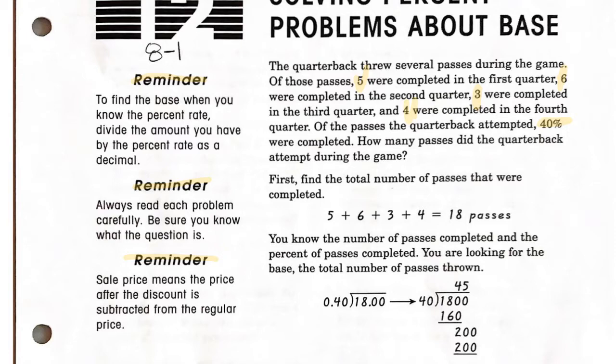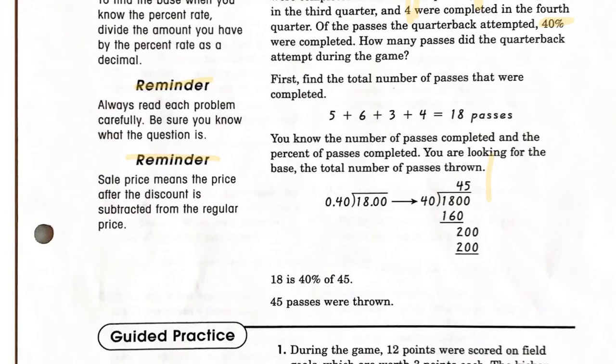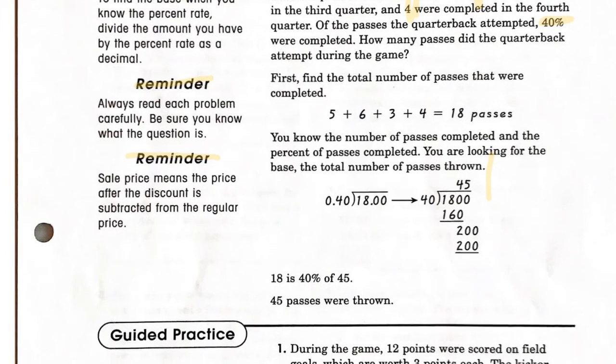We are going to add up the number of passes in each quarter, so we got a total of 18 passes. Since we know 18 and we know it was 40%, we're going to take 18 divided by 40% and we get 45. So 18 is 40% of 45, so 45 passes were thrown.